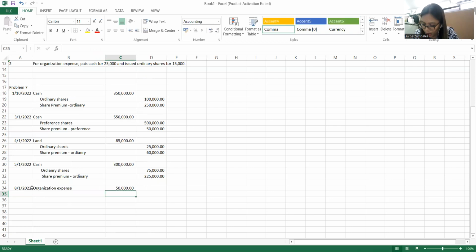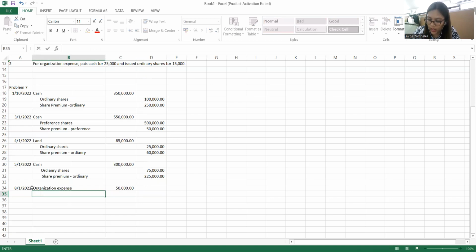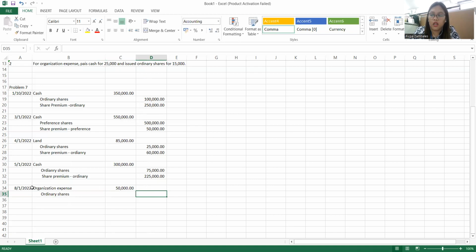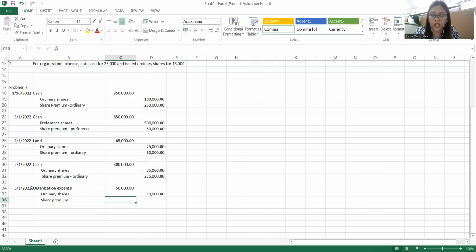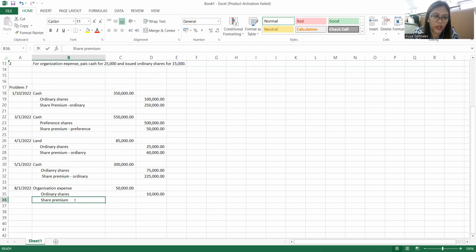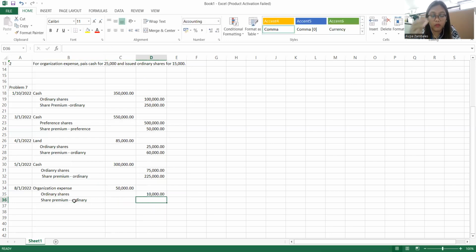And then we issued how many shares? 1,000 shares. Ordinary. According to the problem, it's ordinary. So ordinary shares, 1,000 multiplied by 10. It's 10,000. So we have share premium. I'm sorry. I forgot to write ordinary. Then we have the difference, 40,000.